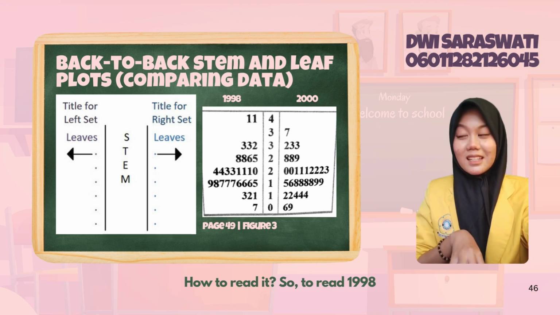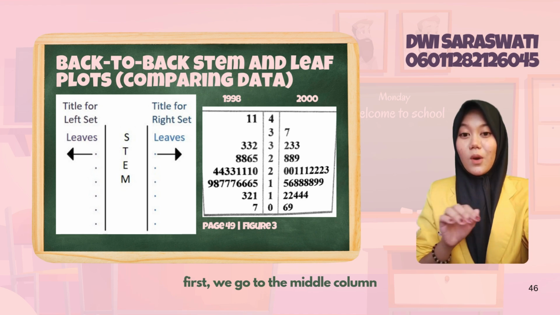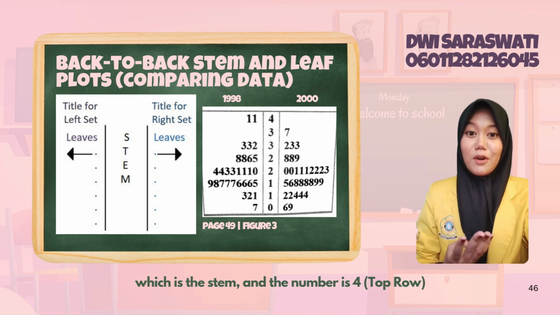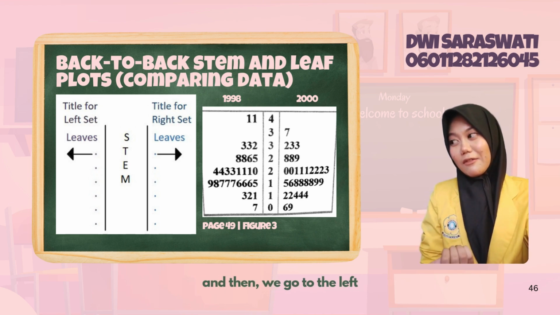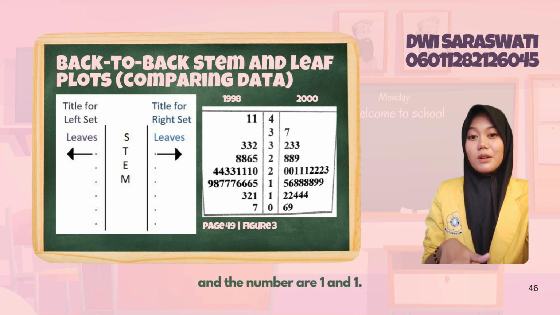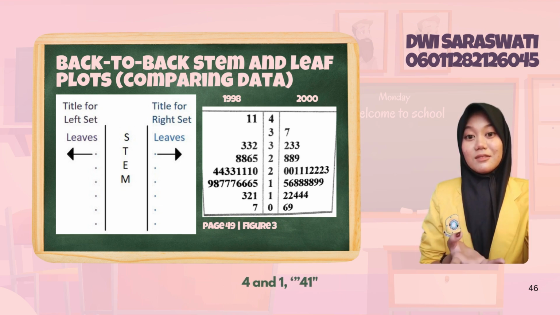How do we read it? To read 1998, first we go to the middle column, which is the stem, and the number is 4. Then we go to the left, to the leaves. There are two leaves, and the numbers are 1 and 1. And then we combine them, 4 and 1: 41.